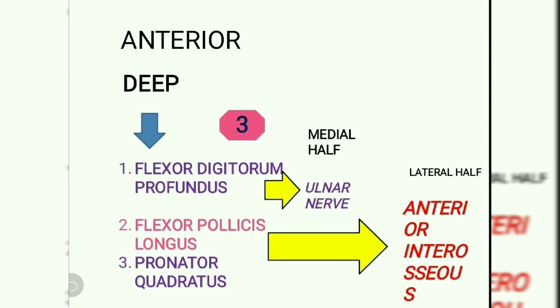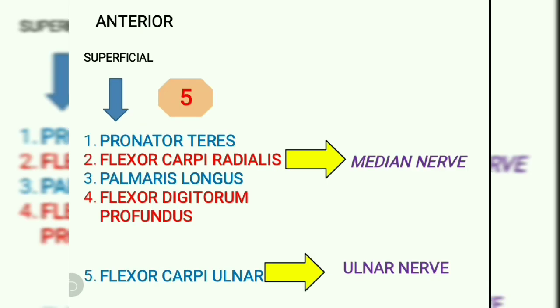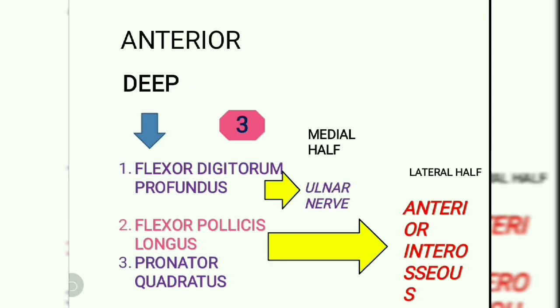Now, here, if we go back, we can see that the flexor carpi ulnaris is supplied by the ulnar nerve. And here again, at the deep muscles, the medial half of the flexor digitorum profundus is supplied by the ulnar nerve. But the lateral half is supplied by the anterior interosseous nerve. And the flexor pollicis longus and pronator quadratus, these two deep muscles of the anterior compartment of the forearm, are supplied by the anterior interosseous nerve.